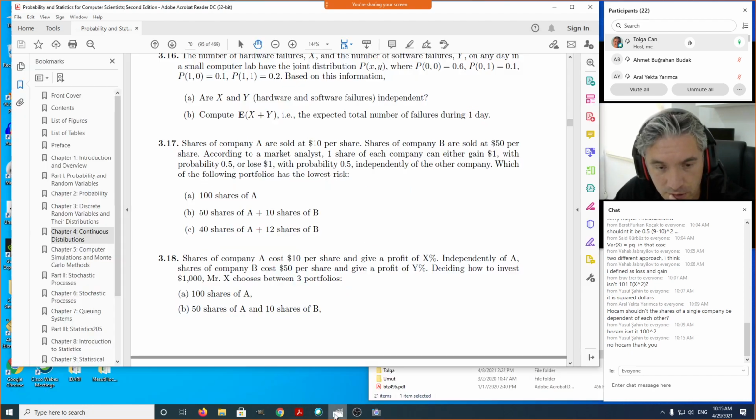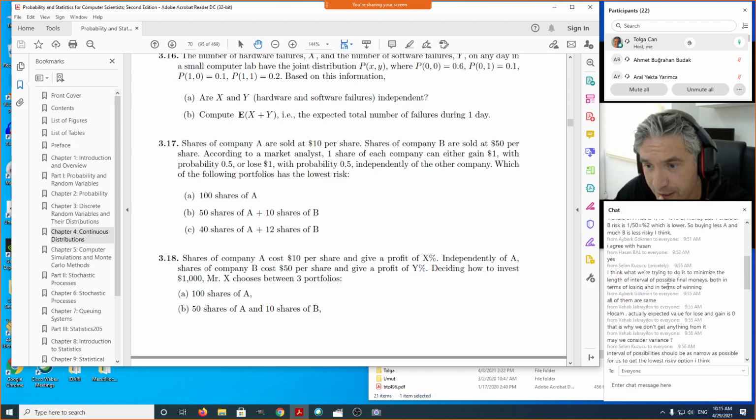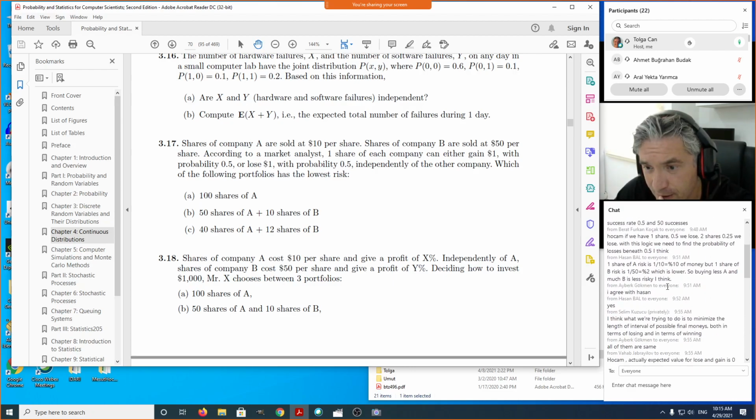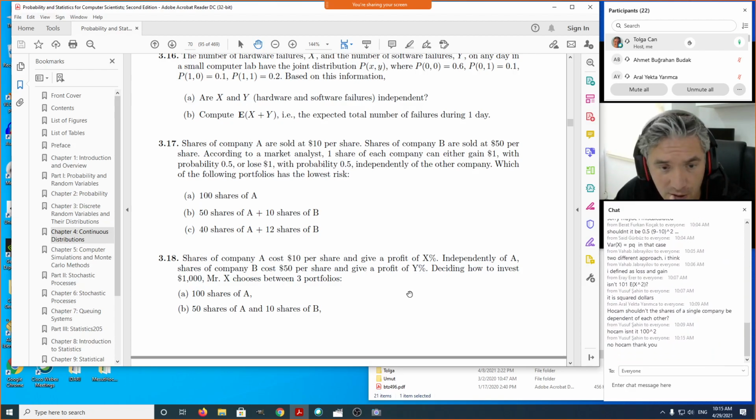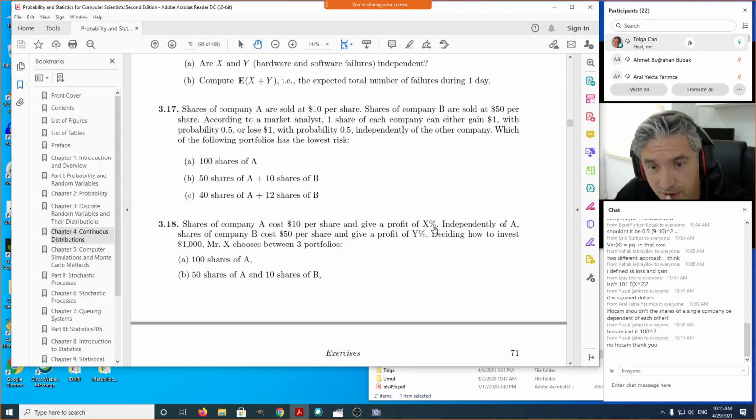All right, so let's continue with the second. The other request was 3.18. If you look at 3.18, instead of these fixed dollars, we have percentages, the same question actually. Deciding how to invest $1,000. Now we have two different things.